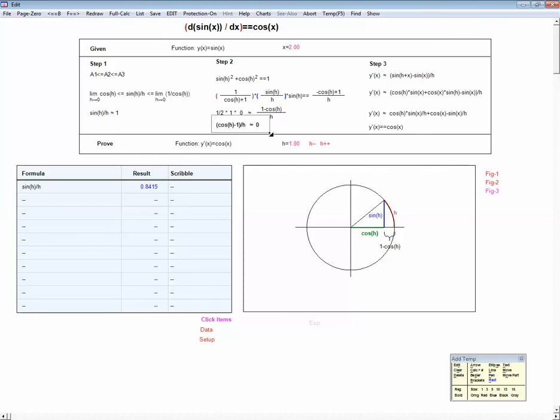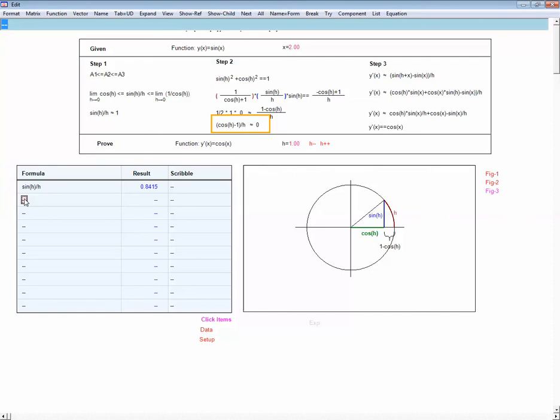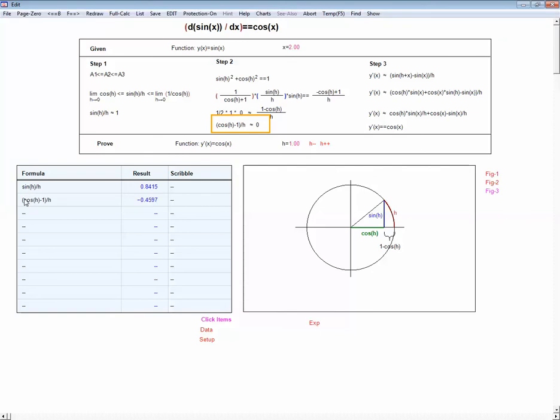The other thing that we have to show is this here, that the cosine of h minus 1 over h goes to 0. Well, it's approximately 0 when h is small, and in the limit it goes to 0. So let's look at that one. We're going to look at the cosine of h minus 1 divided by h. Right now, notice it's a negative number. We would expect that because the cosine of h is always less than 1. So this difference, cosine of h minus 1, is going to be negative, and we're taking h to be positive. Right now it's not very close to 0.